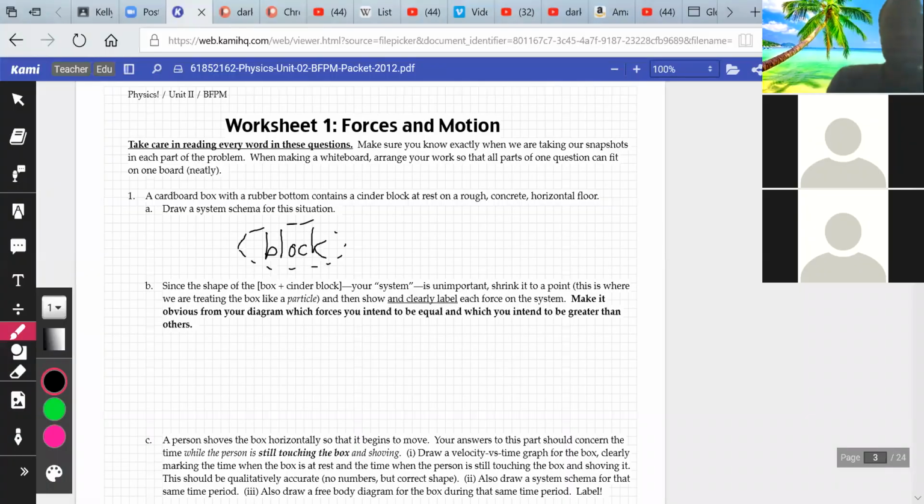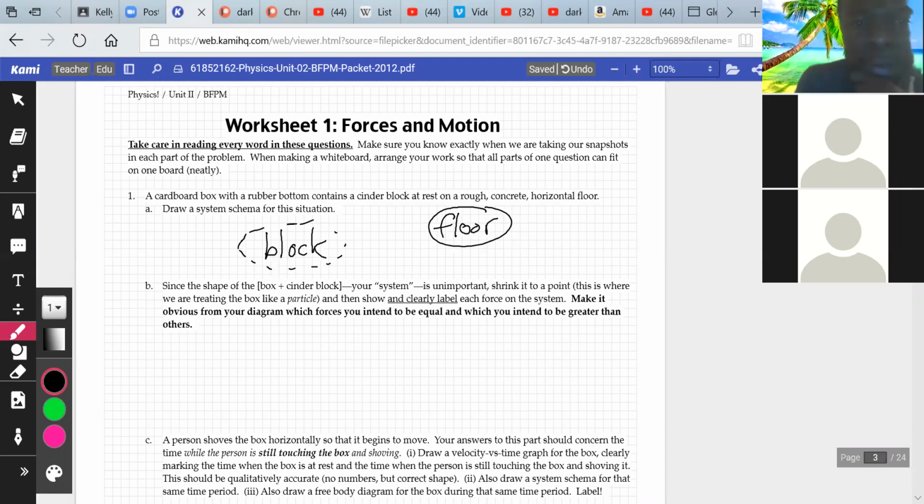Okay, so now in the system schema, let's figure out all of the forces that could be acting on the block. Before we connect any dots, we just label all the different forces in actual circles. So we can say, all right, the block is sitting on the floor. So the rough concrete floor could be acting on the block.